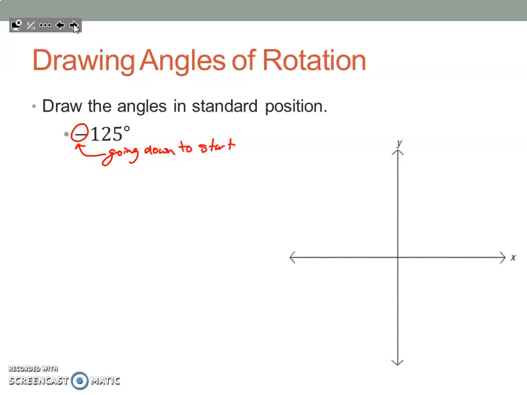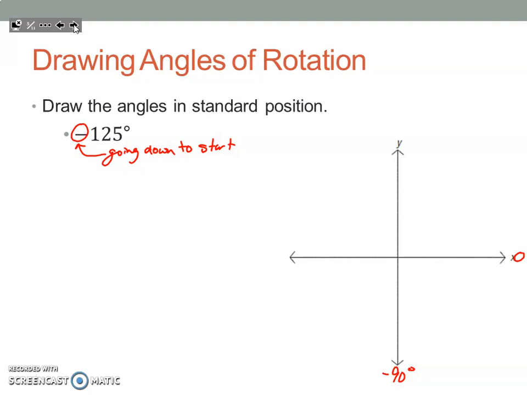Okay? So, 0 degrees, but now I'm moving down. So this would be a negative 90 degrees. Okay? And 125 is more than negative 90 degrees, right? 125 is more than negative 90 degrees.